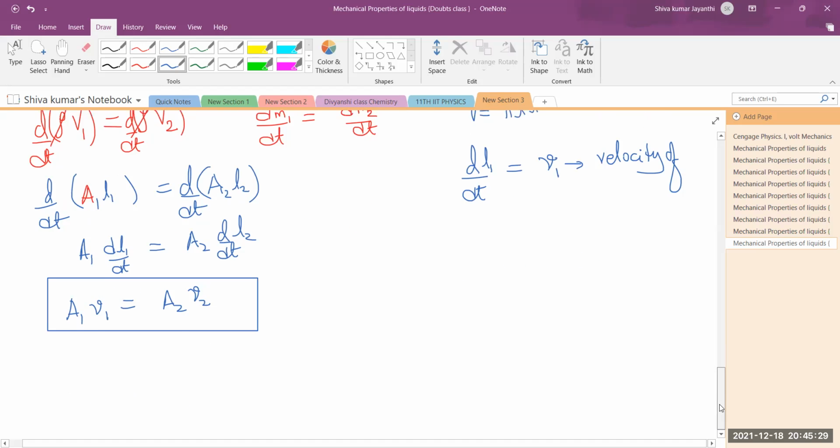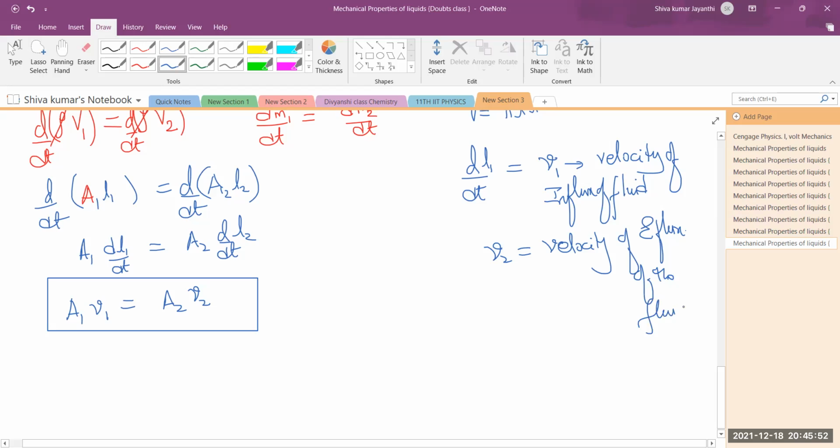Velocity of influx of the fluid. Influx of fluid, the entry, that entry velocity. And what is V2? Velocity of efflux. Efflux means coming out. Efflux of the fluid. With what velocity it is coming out.